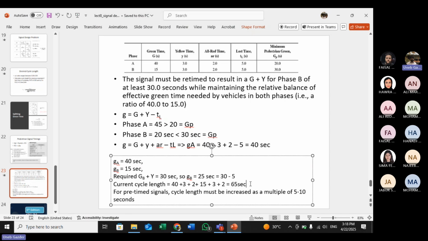Now you have to keep in mind, once you make changes in any one phase, the other phases should change in the same proportion. If you make, for example, a 10% change in phase B, the other phases, whether there are 2 phases, 3 phases, 1 phase, whatever, should also change with the same percentage, in the same proportion. Why? Because otherwise you will disbalance the traffic.